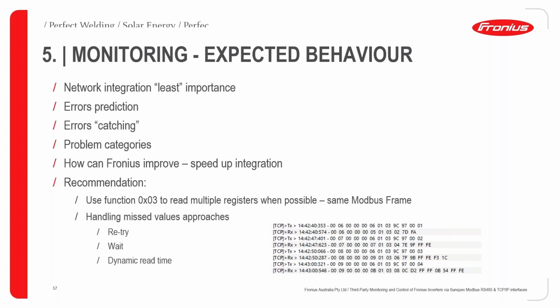How can we improve? That's a key point as well. What we can suggest going forward: when you want to read registers, always try to read multiple registers in one go. 0x03 can support that. Also, think about what happens in your application if you miss the data. Are you going to retry? Are you going to wait more? Are you waiting sufficiently? Does that time need to change? Am I doing monitor and control at the same time? Again, just trying to portray the general challenge of the algorithm that has to be put in place.